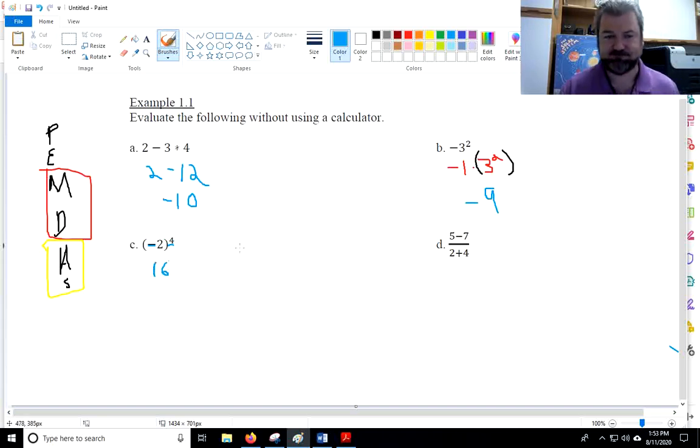All right, next. Okay, this is a division bar, but it's also a grouping symbol. Says we have to do everything on top first and then everything on bottom. 5 minus 7 is a -2 because 7 is bigger than the 5. 2 plus 4 is 6. Now we're going to reduce this. What goes in the 2 that also goes in the 6? Well, 2 does. 2 divided by 2 is 1. 6 divided by 2 is 3, making our answer a -1/3.